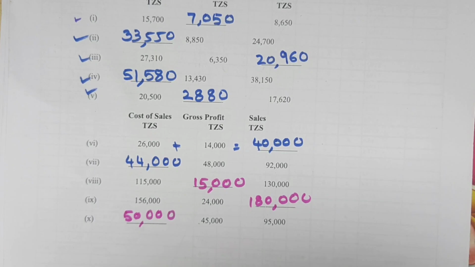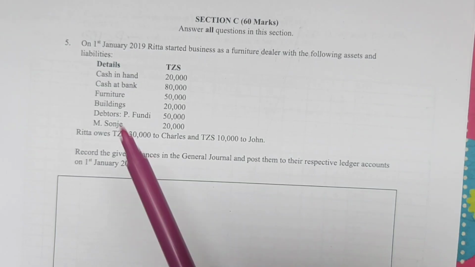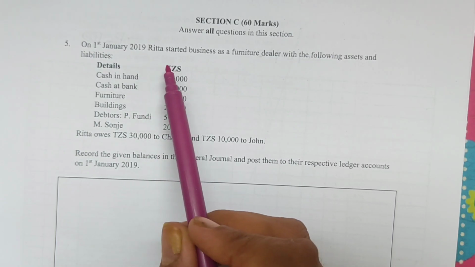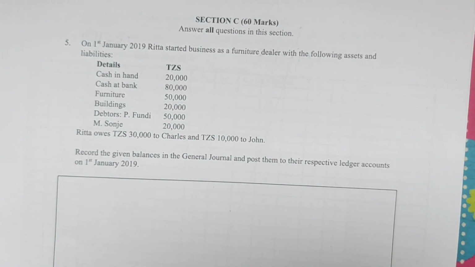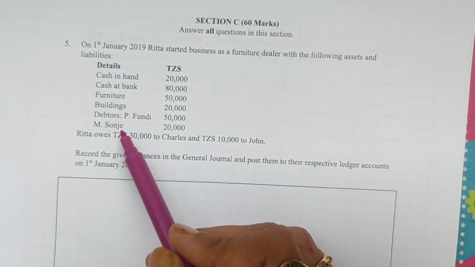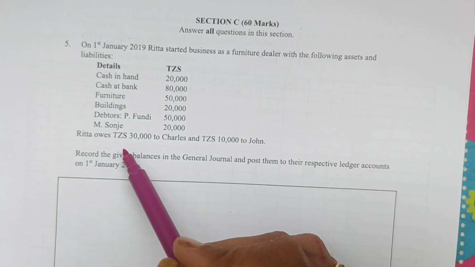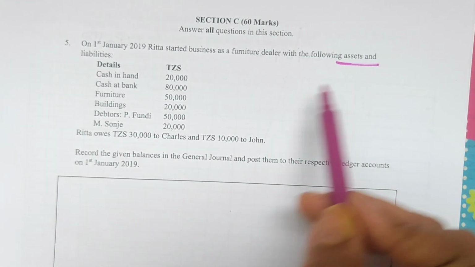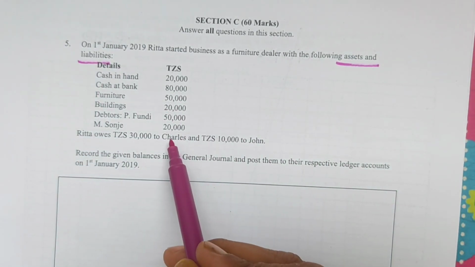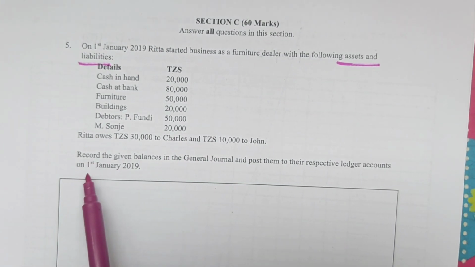Now turning to the next question. Question number 4. On 1st January 2019, Rita started a business as a furniture dealer with the following assets and liabilities. So these details are given: cash in hand, cash at bank, furniture, building, debtors. So this information is given regarding assets and liabilities. Okay, so this is given and what they are expecting from us to prepare.